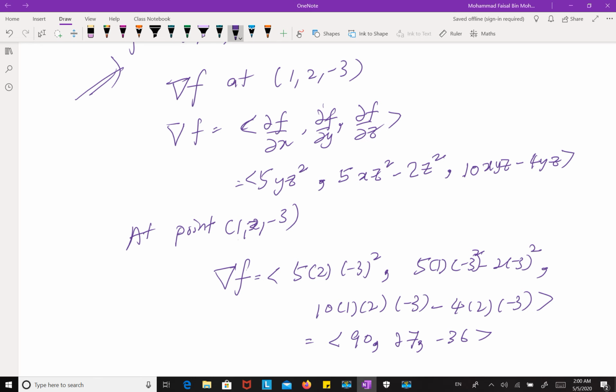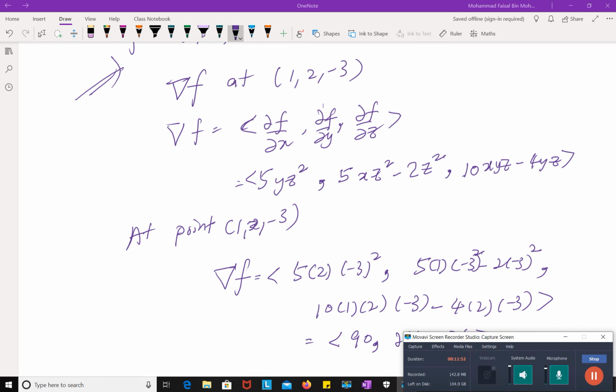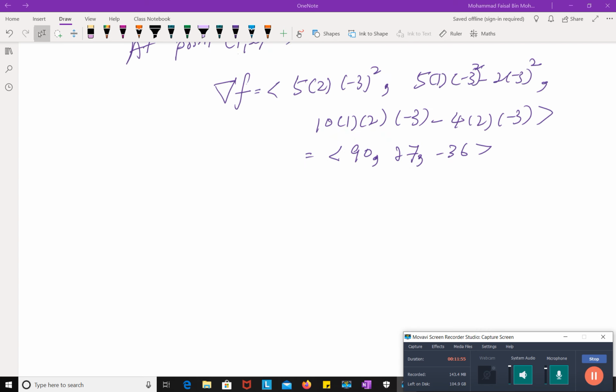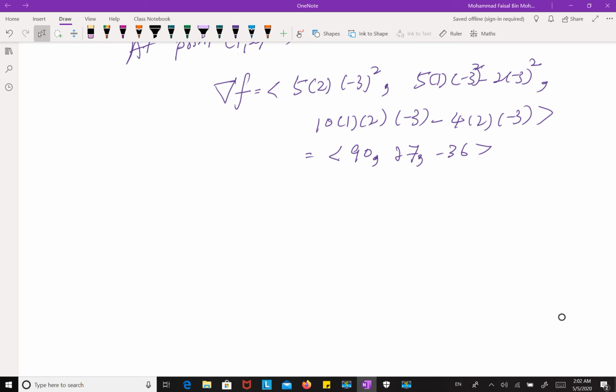So example 2 will be the same, but they ask... okay, next, directional derivative.